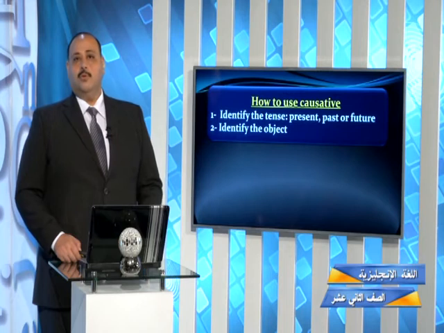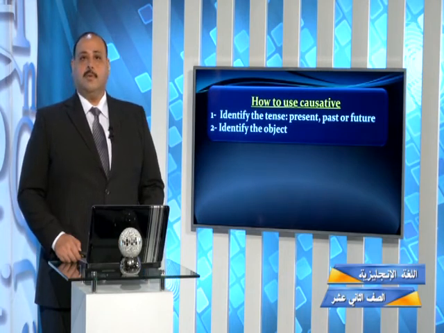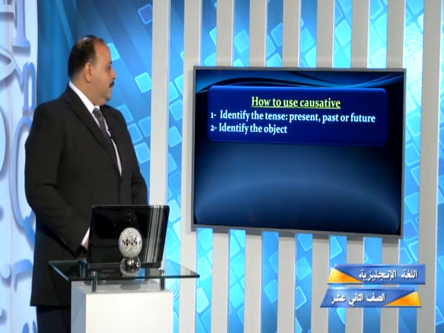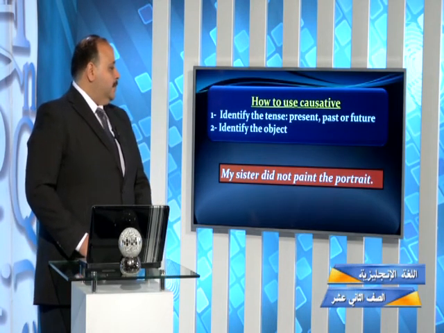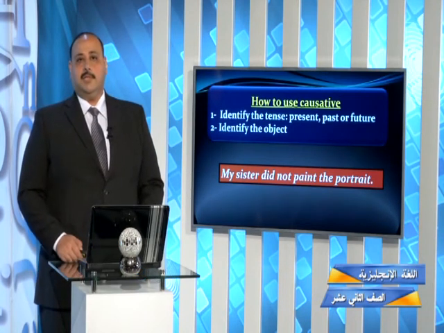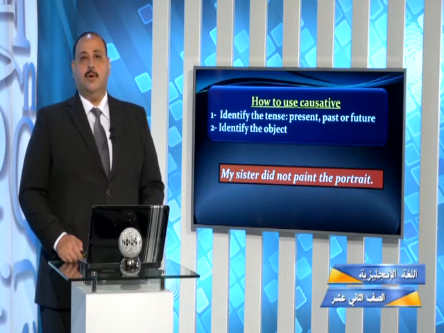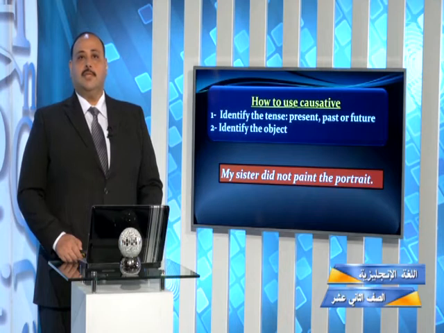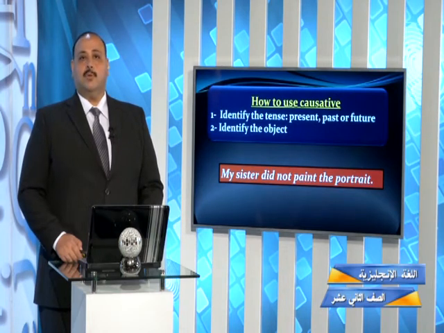Then we identify the object. Remember, two things are important: the tense, and then you focus on the object. We shall have a good example of it, so try to focus. My sister did not paint the portrait. Now, what is the subject here? The subject is my sister. Did she do the verb? No, she didn't. So she needs someone to do it for her. That's why we say that it is causative. She will cause the verb to happen.